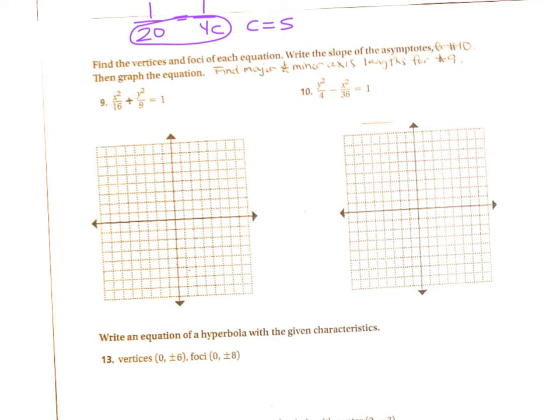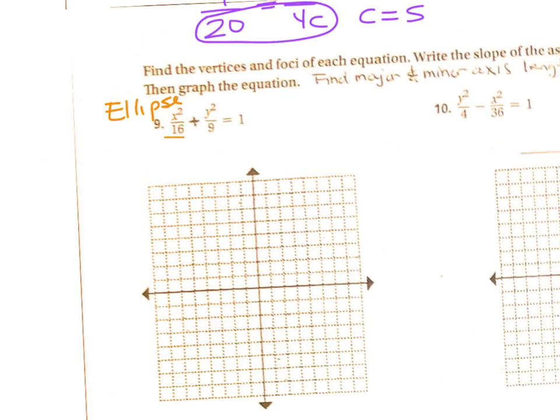So find the vertices and foci of each equation, write the slope of the asymptotes for number 10, and then graph the equation and find the major and minor axes in number 9. Okay, so this first one, this is an ellipse, right? So we're going to look at this. Remember, your bigger one is your vertices. So in this one, that's the 16, right? That's a squared, so that means a is 4. So your vertices are at plus or minus 4, 0.